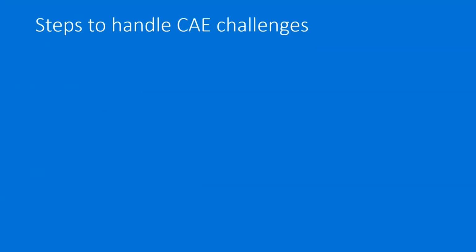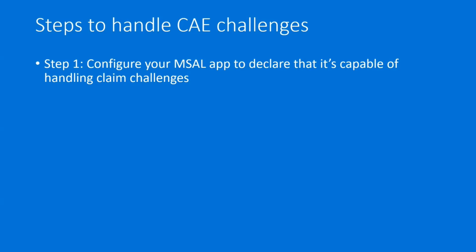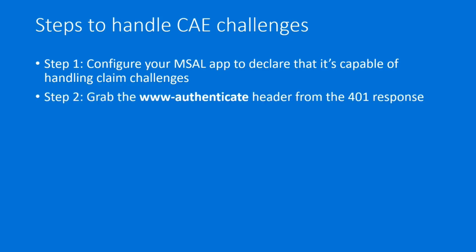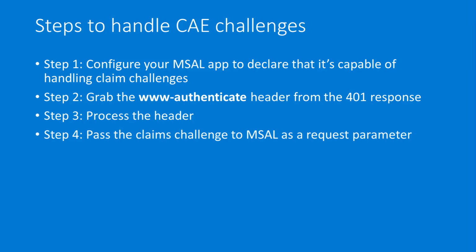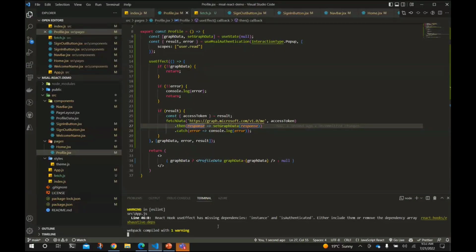The first step we need to do is to configure the MSAL application to declare it as capable of handling challenge. Then we grab the authentication header from the 401 response. After that, we will process the header and pass the claim to the MSAL as a request. Let's actually dive into the code. It's hard to test this live because it takes some time to trigger. So we'll just go through the code at this point.